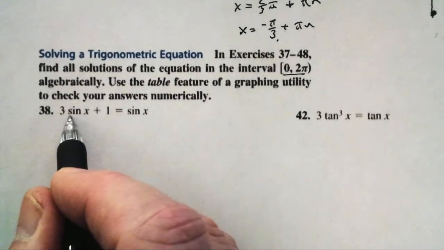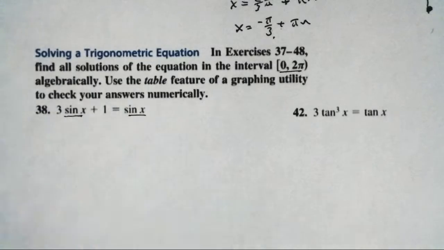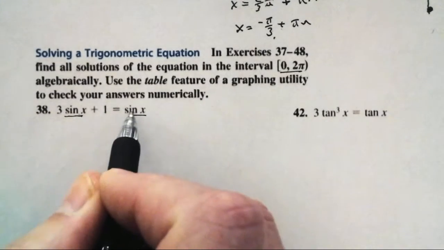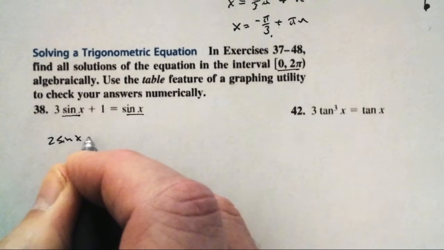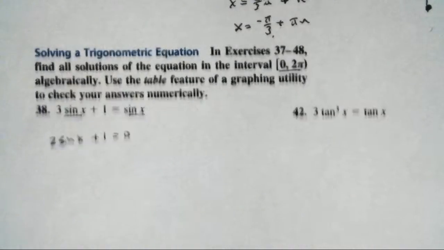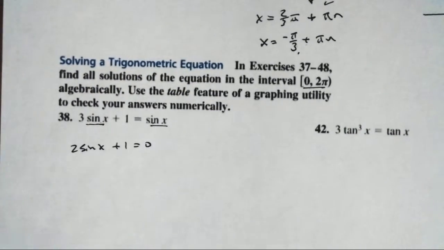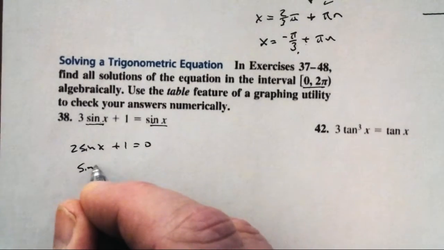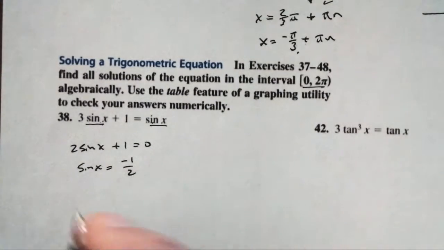We're going to do it that way. Okay. If this was plain old x and this was plain old x, I'd group my x's on one side. So I've got 3 sines. I'm going to subtract this sine across and get 2 sine of x plus 1 equals 0. And I just turned problem 38 into a problem like 30, 34, 36. Solve for sine. This says when is sine of x equal to subtract 1, divide 2.